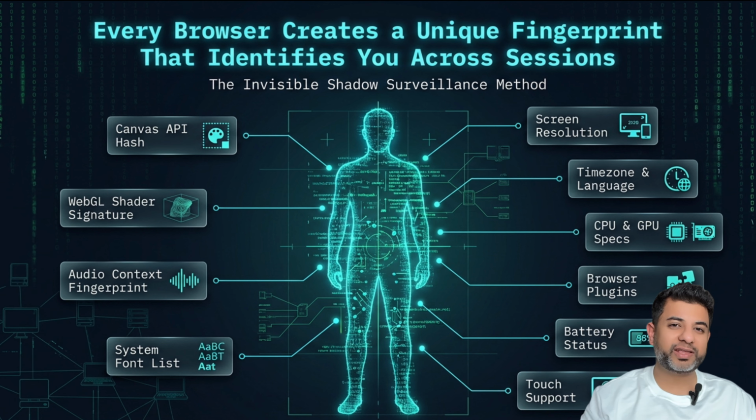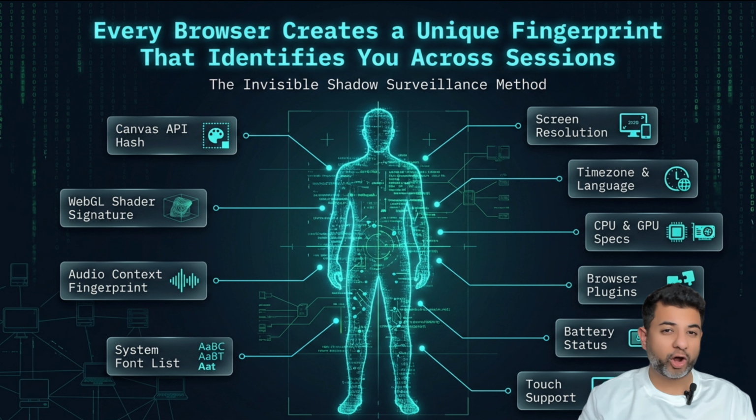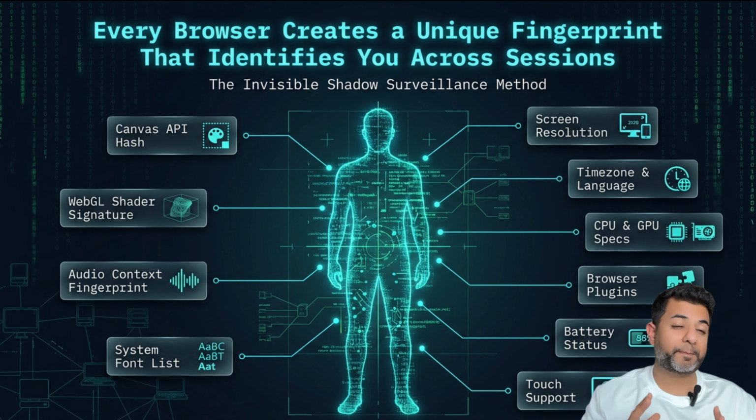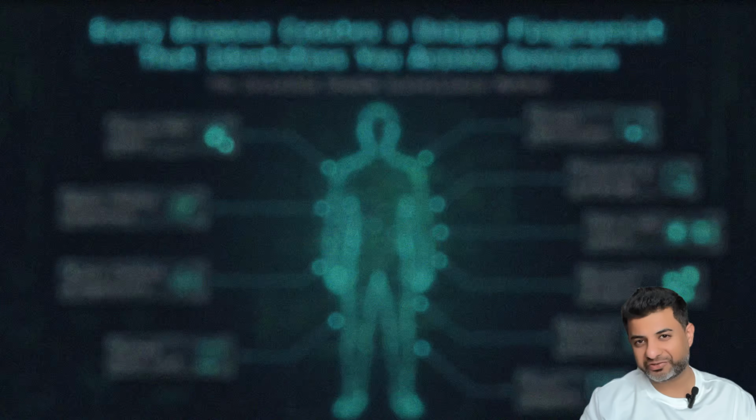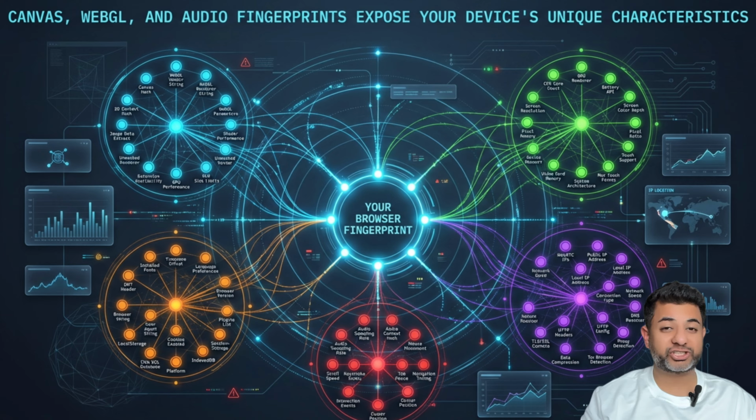This isn't a cookie that you can delete. This is your device's DNA, and it broadcasts itself automatically. Websites don't ask permissions. They just read this information passively through standard web APIs. You can't see it happening. There's no pop-up, no consent dialog. It's an invisible surveillance. You might think your browser just needs a request for a web page, but under the hood, it's broadcasting a treasure trove of information.